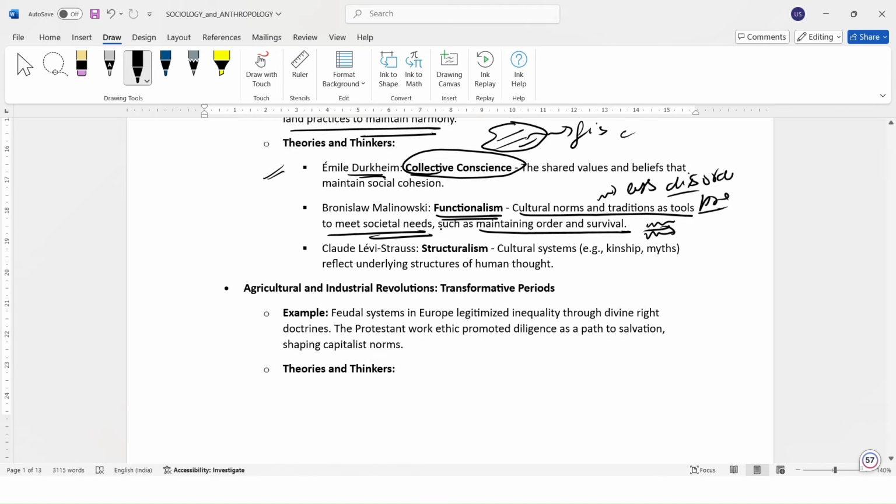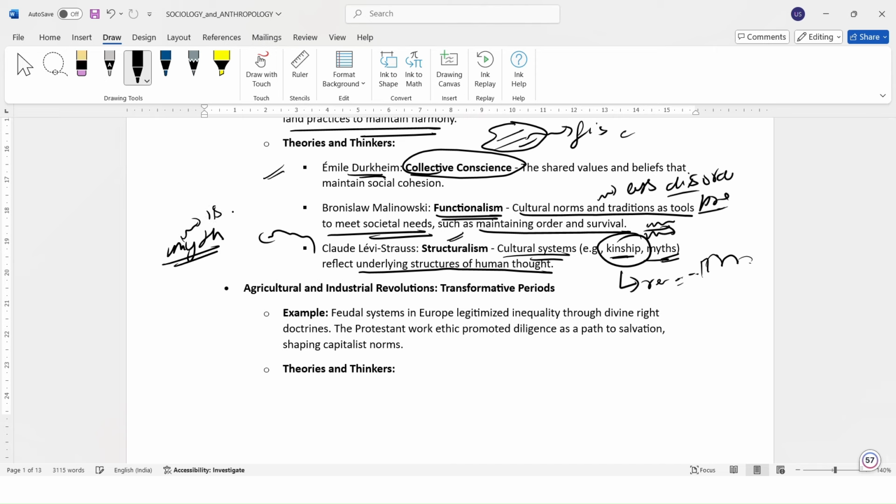Correct? Then there is structuralism, which holds that certain structures are very important. Cultural systems such as kinship and myths reflect the underlying structure of human thought. Kinship is basically your relationship with your family and your offspring, from grandfather to grandson to child. And myths reflect the underlying structures of human thought. For example, in several religions, myths were often used to instill some kind of fear of the unknown so that people don't deviate from the correct path.